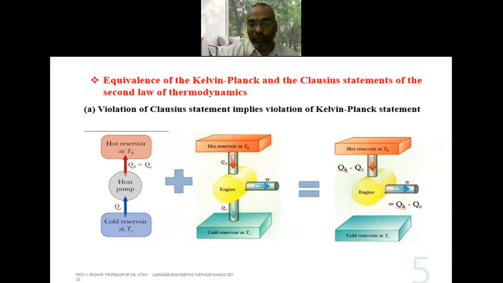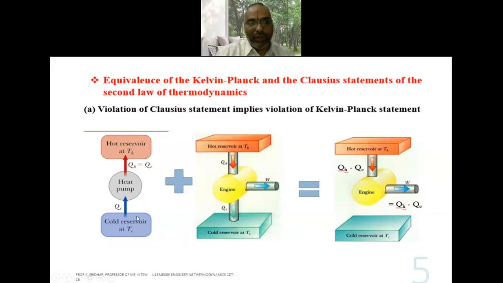Now the second important outcome of the lecture is that, whenever you study the Kelvin-Planck statement and the Clausius statement, both seem to be different, but both are essentially the same. So that's why we can call it the equivalence. The violation of the Kelvin-Planck statement leads to violation of the Clausius statement, and violation of the Clausius statement leads to violation of the Kelvin-Planck statement. So that's why we can prove the equivalence of the Kelvin-Planck and the Clausius statements.